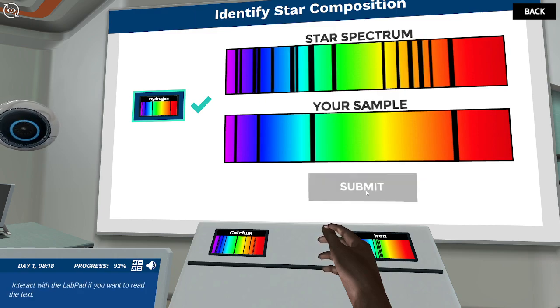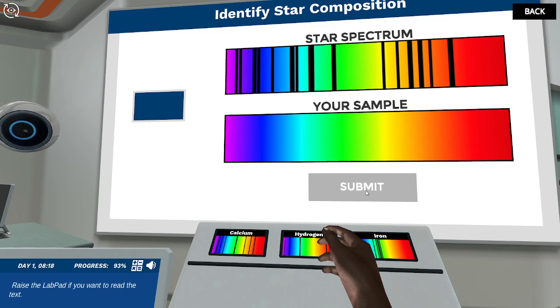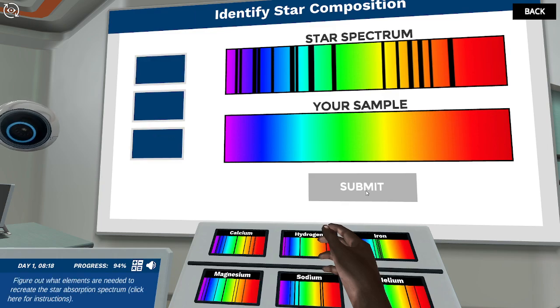We've been lucky this time because there was only one type of atom in the star's atmosphere. However, most stars contain more than one type of atom. In that case, the lines of all the atoms in the star show up in its spectrum, sometimes even overlapping. This next star has atoms of 3 different elements in its atmosphere. Ready to figure out the composition of a more complex star? Figure out what elements are needed to recreate the star absorption spectrum.